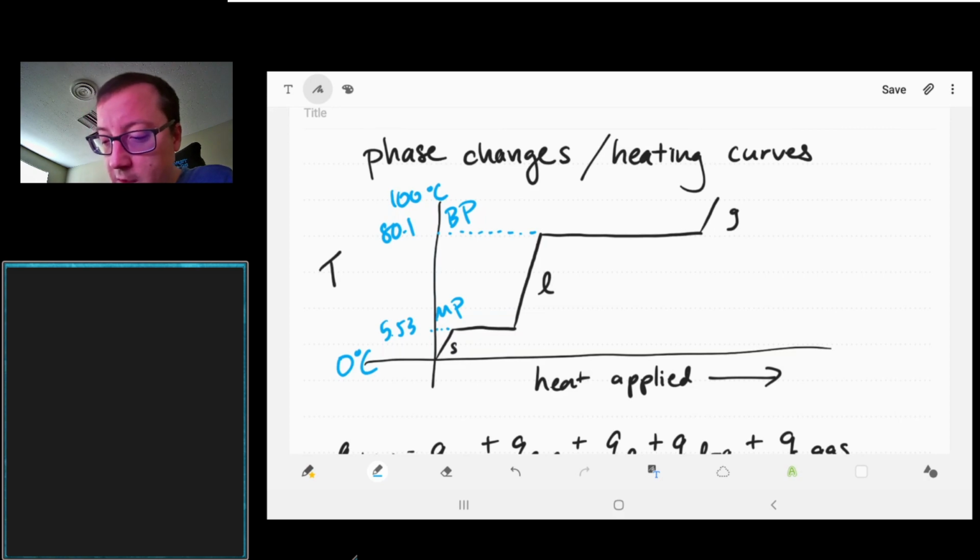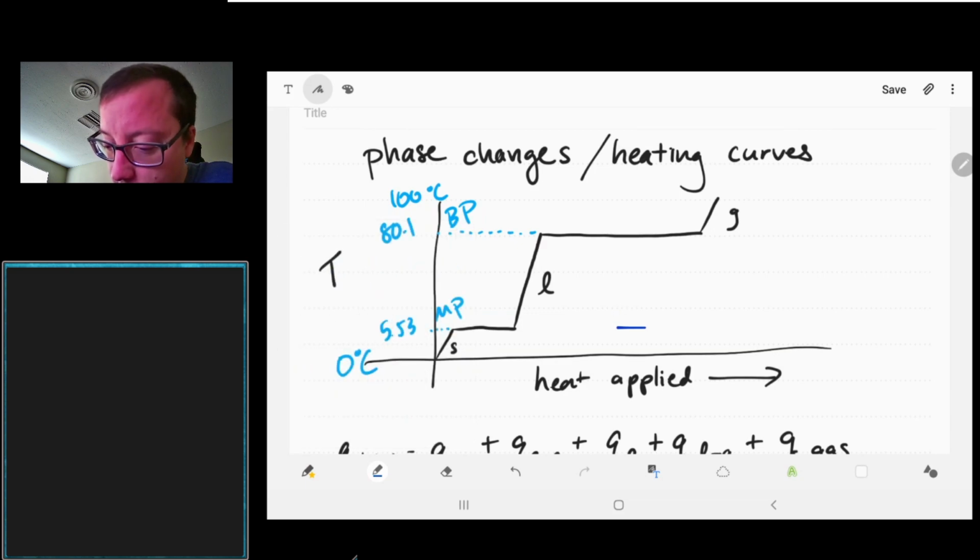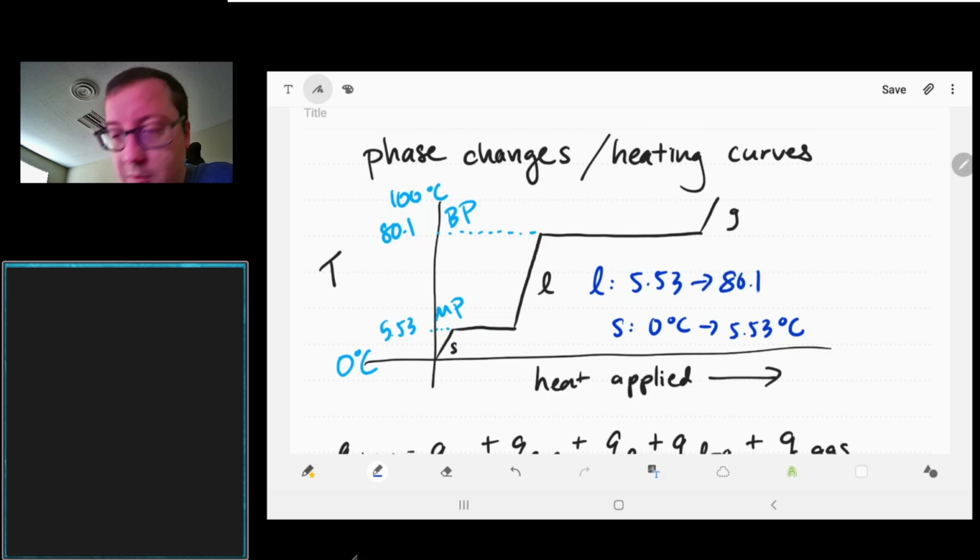Okay, cool. So what we can see now from this graph is that we are solid from 0 to 5.53. We are going to be liquid from 5.53 to 80.1 degrees. Right, so we're liquid that entire portion there. And then we are gas from 80.1 to 100 degrees.